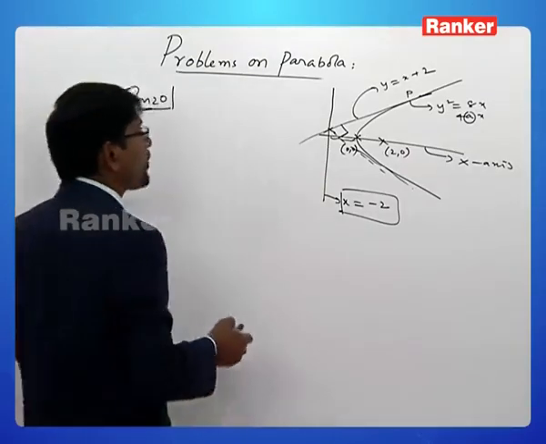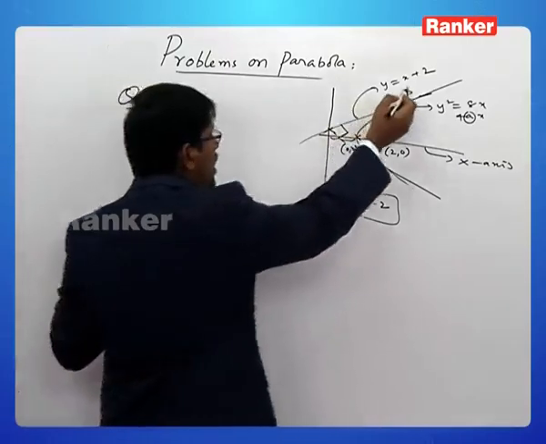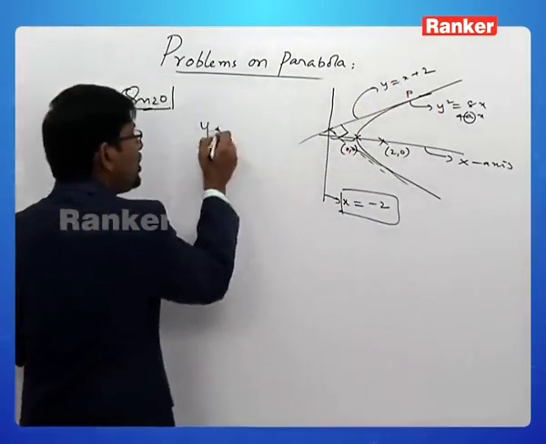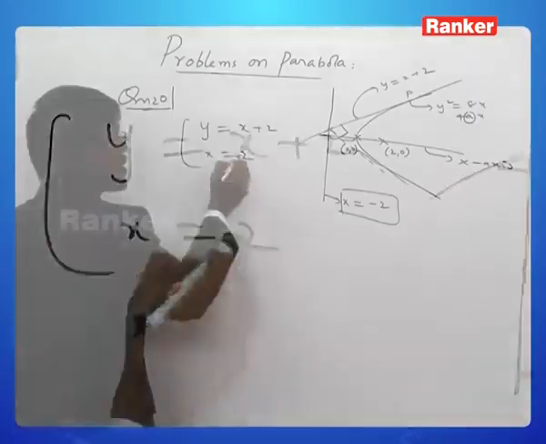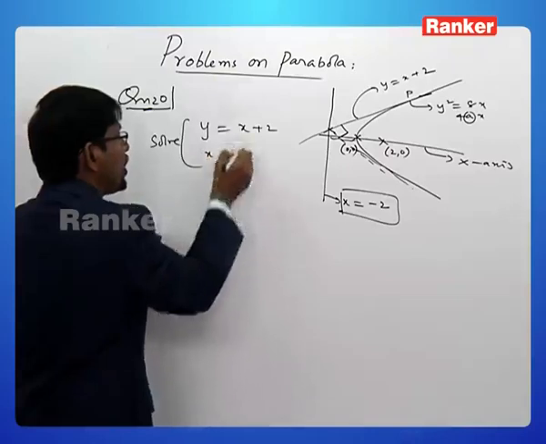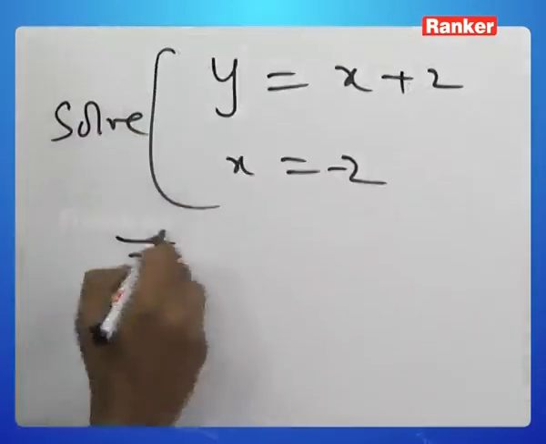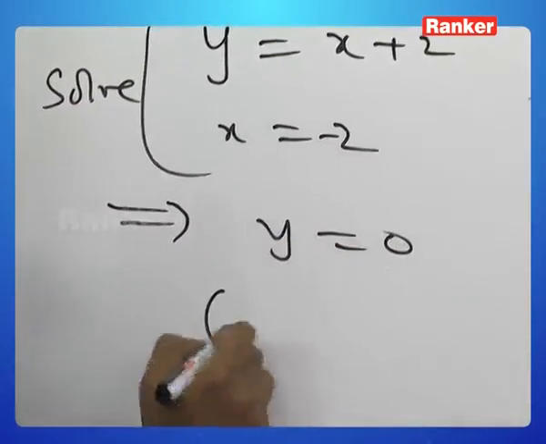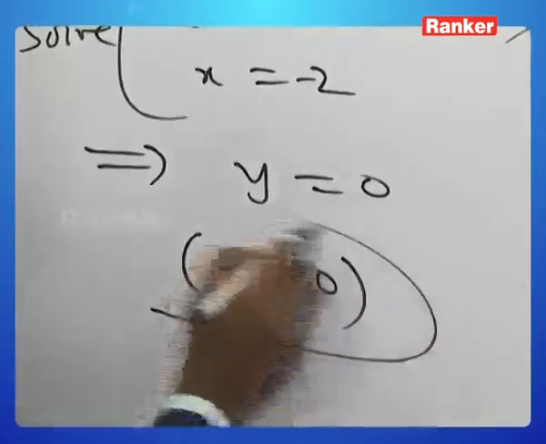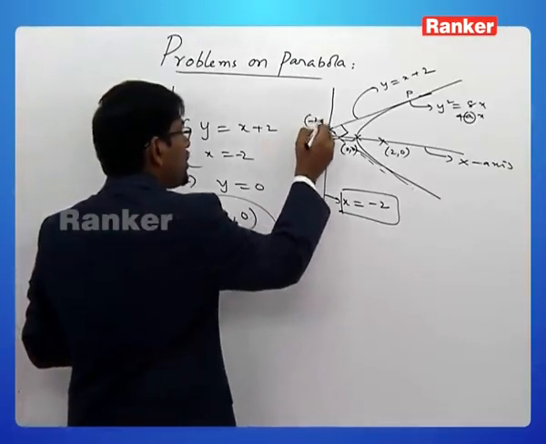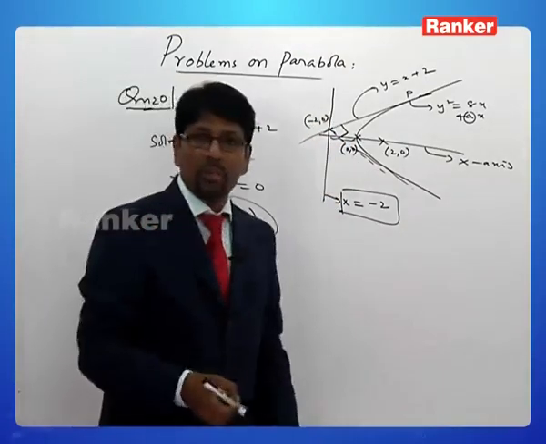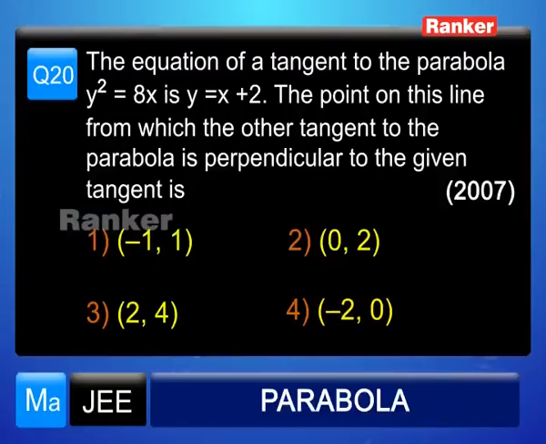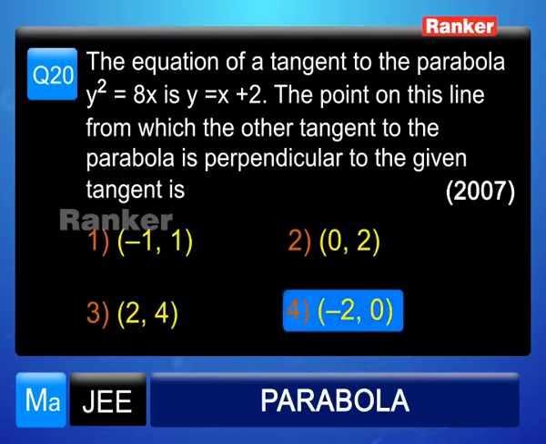So what I have to do is solve y equal to x plus 2 with x equal to minus 2. When I put x equal to minus 2, what do we get? It implies y is equal to 0. So (minus 2, 0) is the point from where the other tangent will be perpendicular to the line y equal to x plus 2. So clearly option 4 is the right answer.